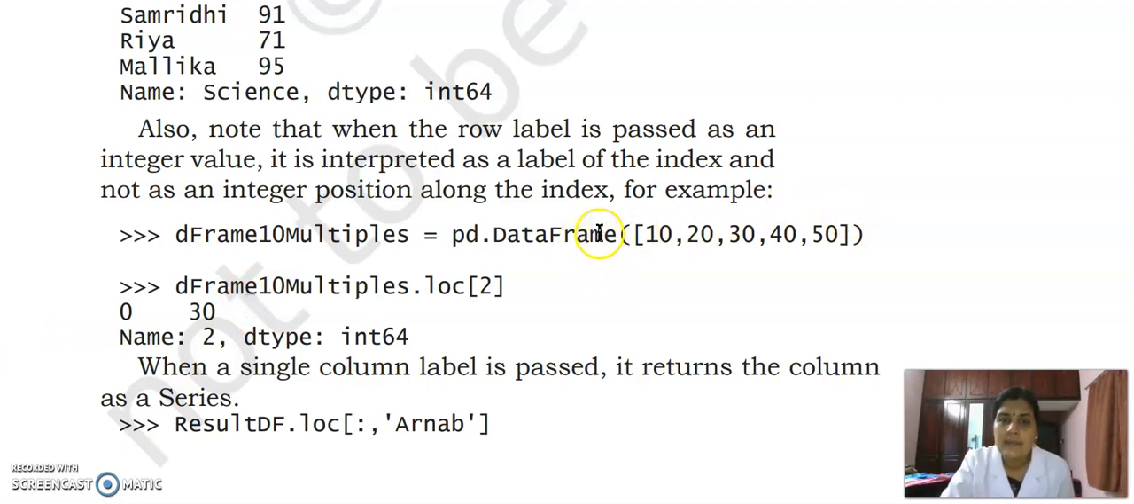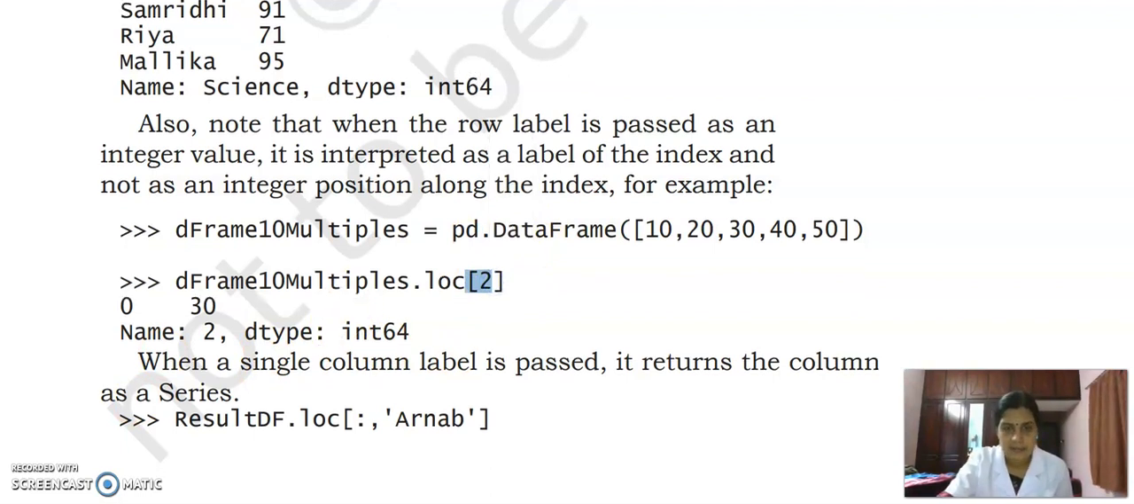0, 30 means its row index is 0 because we are not giving a row name separately. So its row index is 0, then at the second position the value 30 is there. So 0, 30. Here we are using an integer index, an integer position along the index. Integer positions are passed, so at position 2 the output will be 30, and name colon 2, data type int64. Name is 2 because instead of a name we are giving an index. Answer is 2. Data type is int.